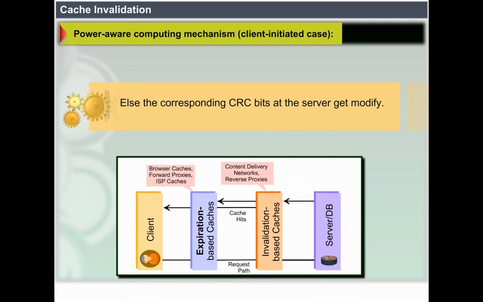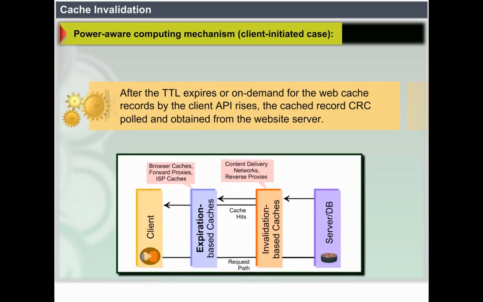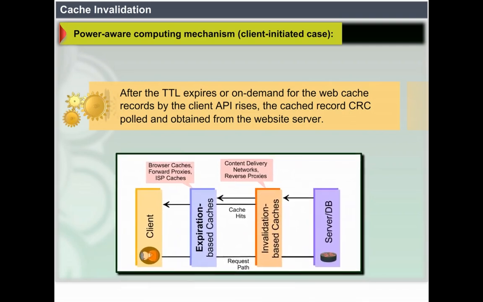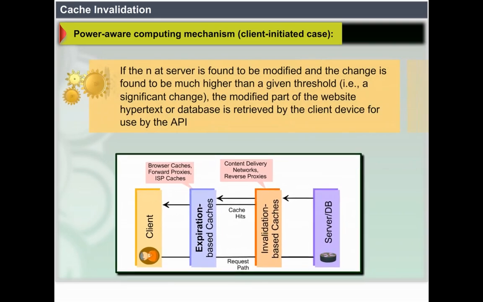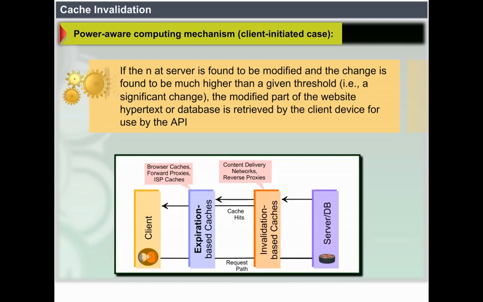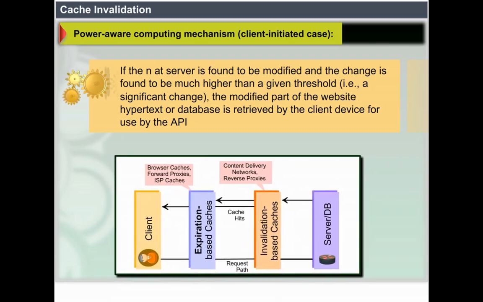Else, the corresponding CRC bits at the server are modified. After the TTL expires, or on demand for the web cache records by the client API, the cached record CRC is pulled and obtained from the website server. If the CRC at the server is found to be modified and the change is much higher than a given threshold, that is, a significant change, then the modified part of the website hypertext or database is retrieved by the client device for use by the API.